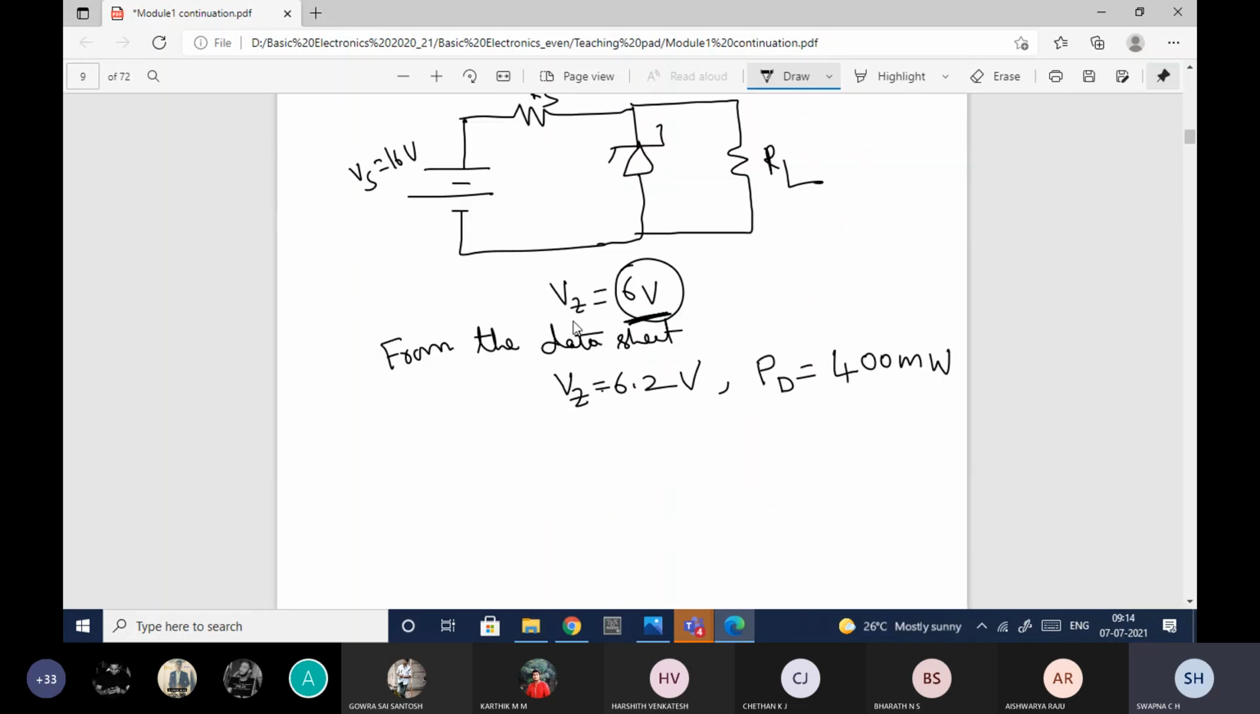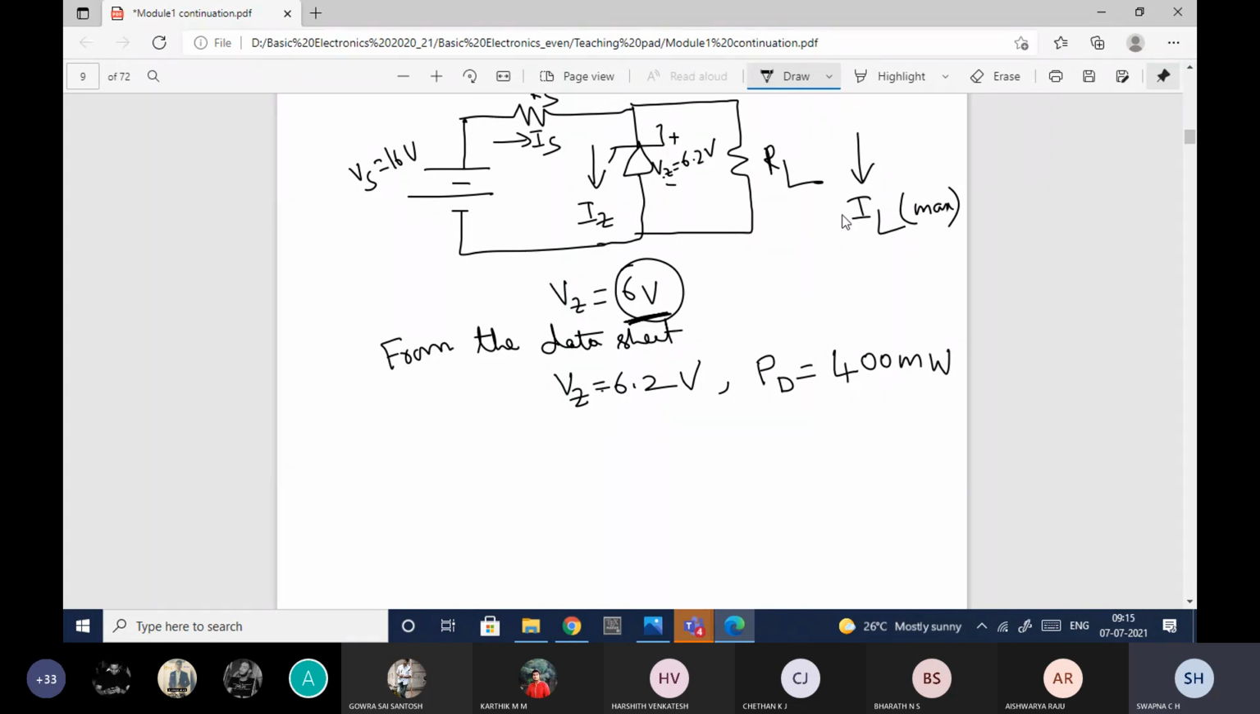Now this is my Vz, which is equal to 6.2, because whatever practically available Zener diodes we have considered, with the less power dissipation, this is the Zener diode we have. Now this current, let me write it as Is, this current as Iz, and this current as IL. Here it says I need to calculate IL maximum. It means that here the current should be maximum.